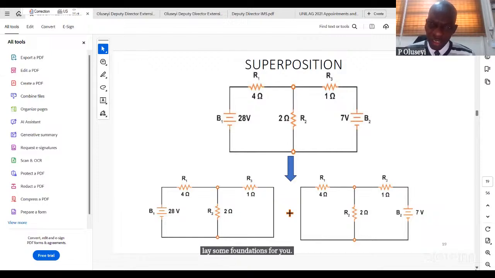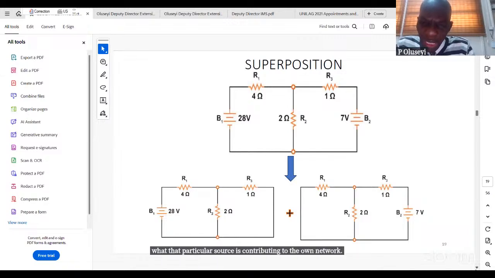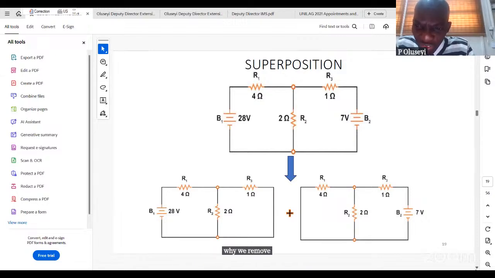When you are applying the superposition theorem, look at the original circuit. It has two voltage sources, B1 and B2, that is battery 1 and battery 2. Our superposition theorem says that we must only make one independent source active at a time so that we can get what that particular source is contributing to the whole network. When we are through with it, we go to the other one while we remove the one we have done the analysis for. And then we add the two together when we are generating our final answer.